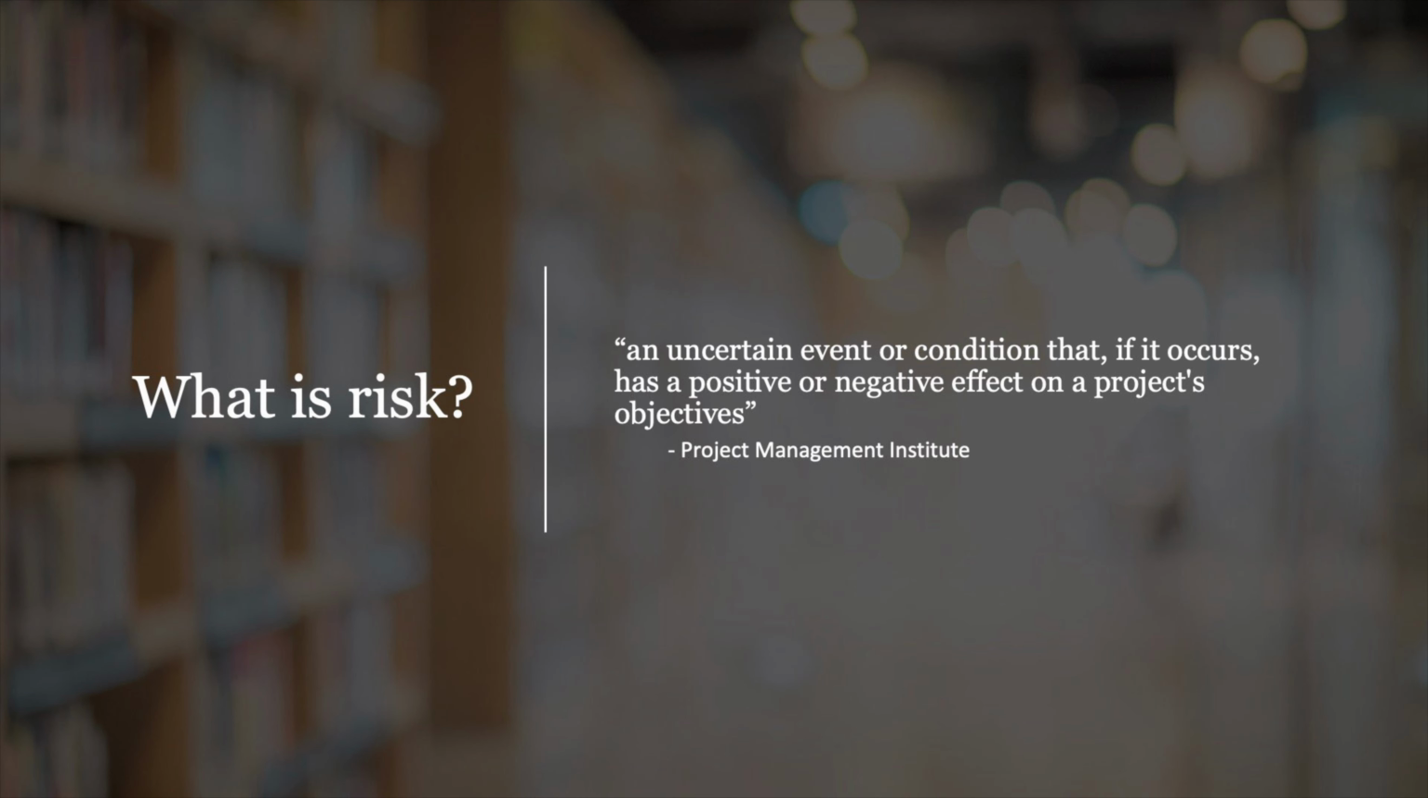What is risk? I'm going to use the PMI definition. An uncertain event or condition that, if it occurs, has a positive or negative effect on a project's objectives. So some key things to pay attention to here are that it's an uncertain event. So it's something that we don't know is going to happen or not. And if it does occur, this event is going to have either a positive or negative impact on our project outcomes.